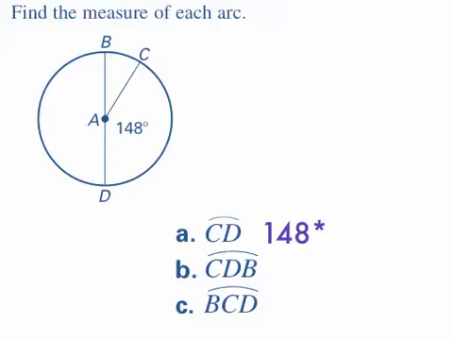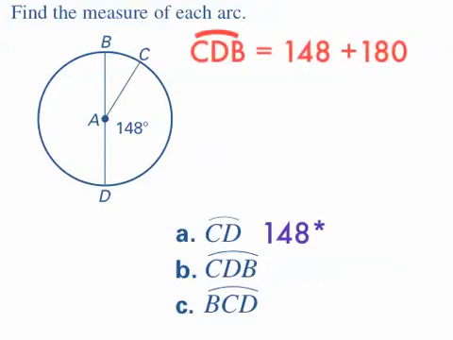When you're looking for arc CDB, notice it's going to be this whole circle except for the little sliver right between B and C. So what I need to do here is take the 148 and add the measure of the circle from D to B, which would be 180 degrees because that segment DB would be the diameter. So I'm going to add 148 plus the 180, and arc CDB would be 328 degrees.